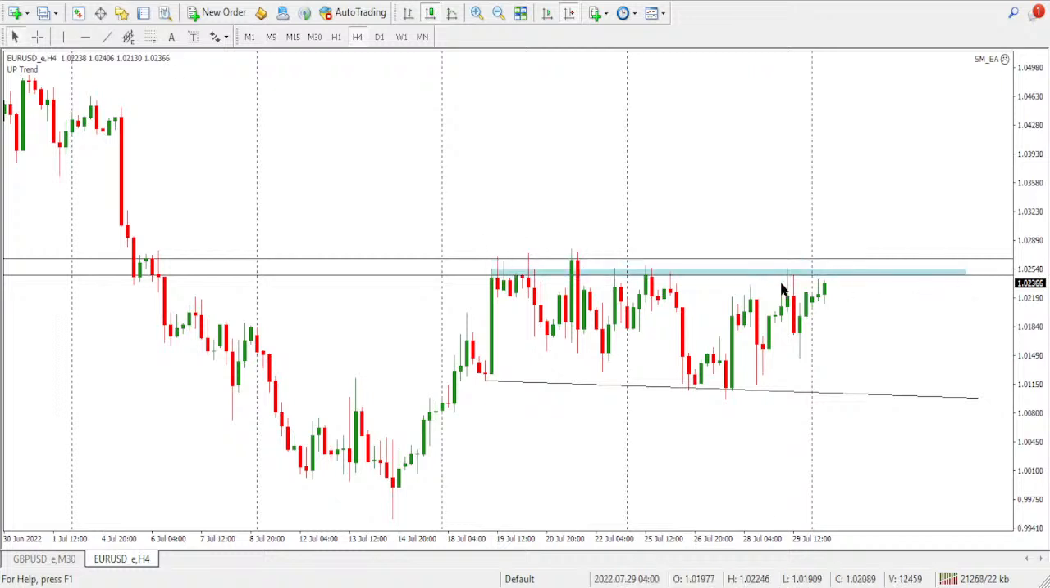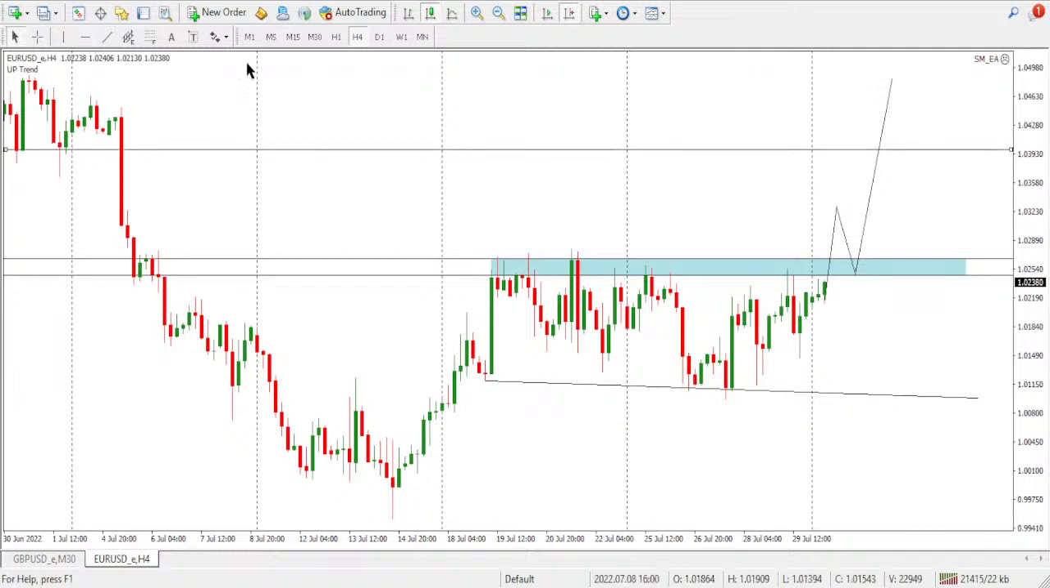We have a very good resistance here. If the price can break beyond this resistance, then I want to see price pull back so that we can pick a buy position from that point. We expect the buyers to push price upwards at least up to this level here. So basically this will be the best place to look for a buy from.